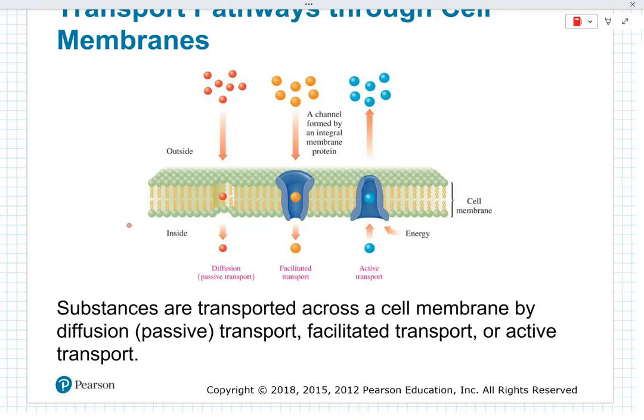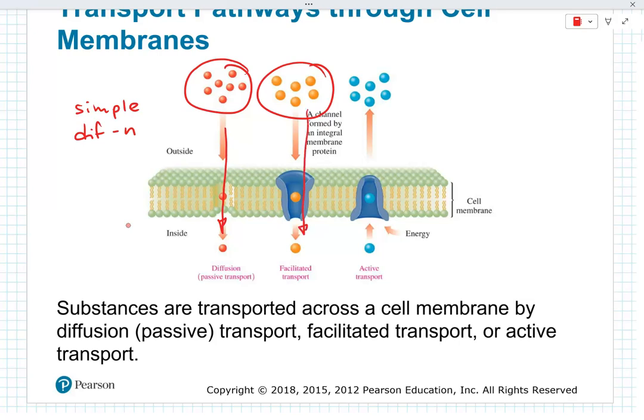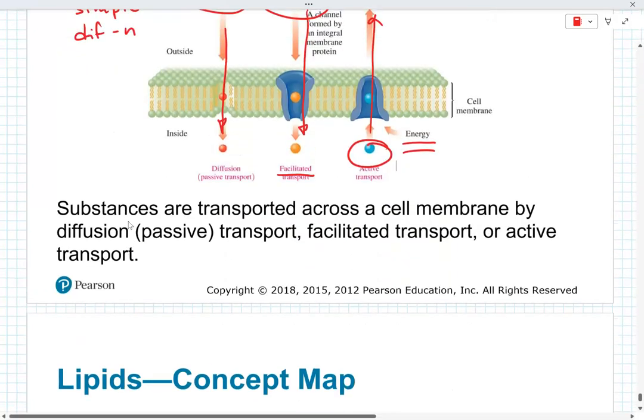So look at this. These molecules travel straight through the membrane: simple diffusion. These molecules have to use a channel. They still go from high to low concentration: facilitated transport. These molecules go from low to high concentration, so that's active transport, which requires energy.